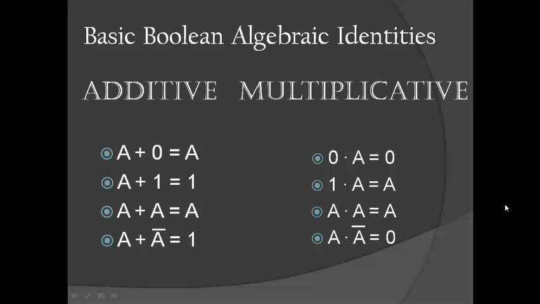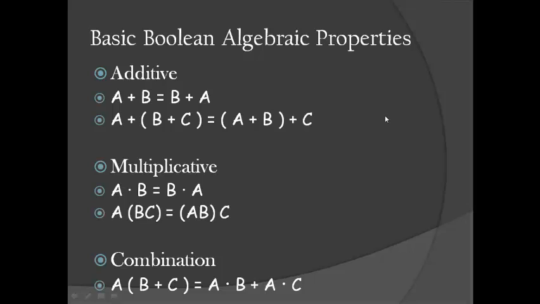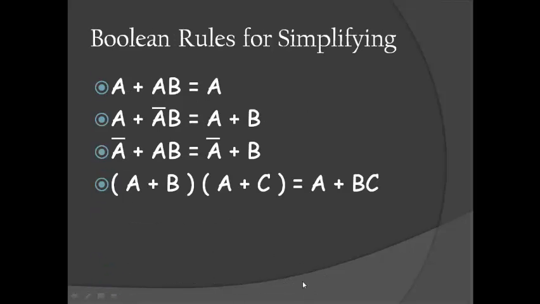Last but not the least, I will summarize the theorems to simplify algebraic expressions. For basic identities, we will divide into additive and multiplicative. For additive, you can see here, but for the multiplicative, you can see over here. You can just memorize it. Next, I will show the algebraic properties. For the additive part, multiplicative, and the combination of both additive and multiplicative. And here are the Boolean rules for simplifying all the algebraic expressions.